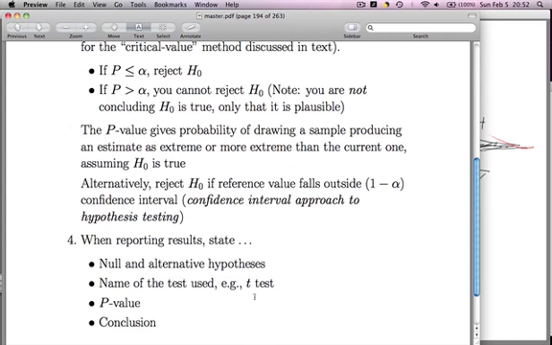One more thing, whenever you report results, you should report 4 different parts of them. So first, what null and alternative hypothesis did you test? Which test did you use? So you used, say, a t-test. Give the p-value and state your conclusion. So you should always state those 4 things.